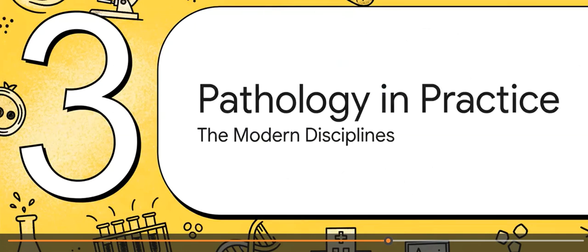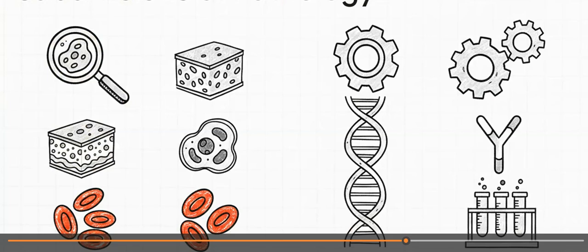So that's the history. But how does all of this actually look in a hospital today? Let's quickly go over the modern branches of pathology that work tirelessly behind the scenes, guiding pretty much every clinical decision. Broadly, you can split the field into two big areas. You have the morphological branches, which are all about looking at structure. Things like histology, where we look at tissue biopsies, or hematology, looking at blood cells under a microscope. And then you have the non-morphological branches, which analyze function, chemistry, and molecular data, like clinical biochemistry or molecular pathology.